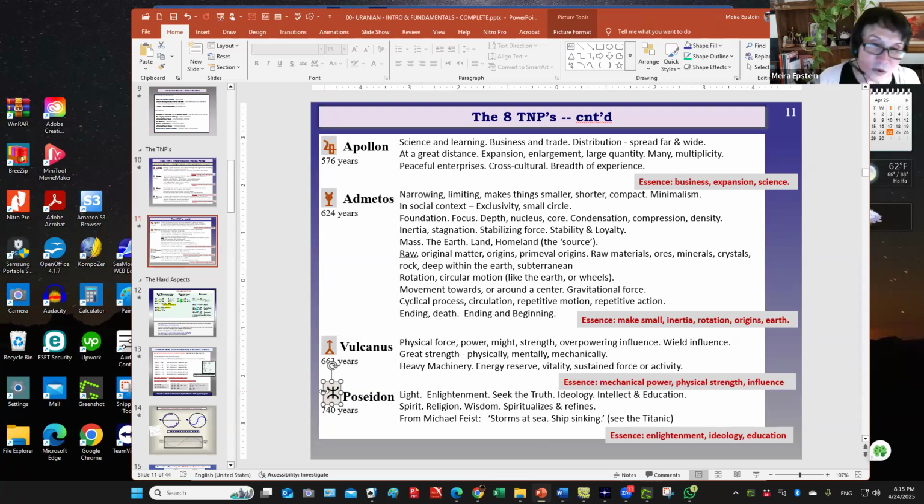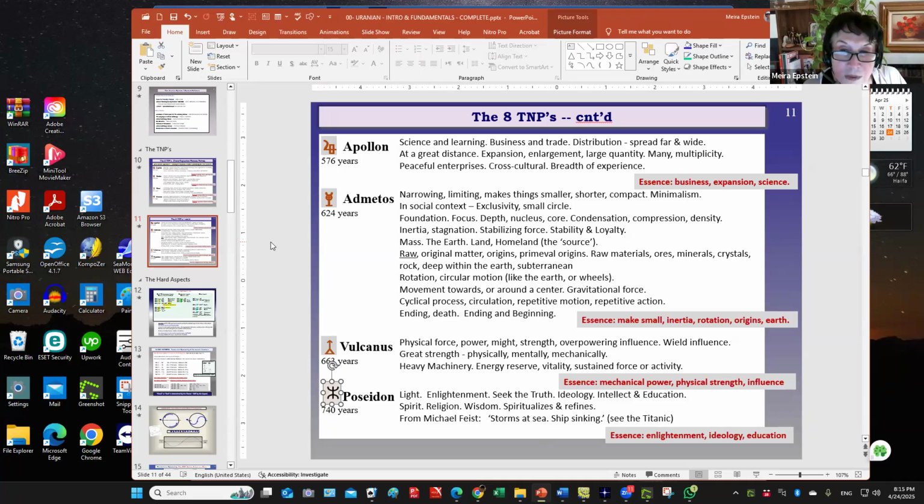In other words, don't even bother with transits of these planets. We need to live 20 times over to get them to move. All you want to do is solar arc and natal chart. That's it, and that's when you begin to see that.